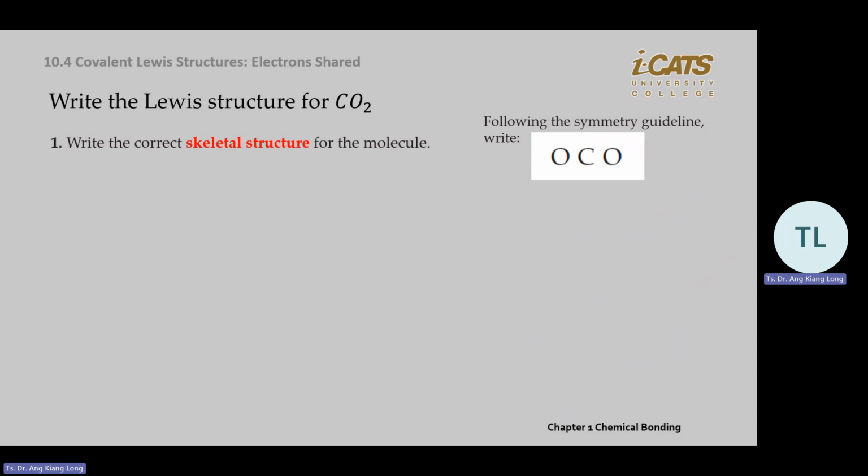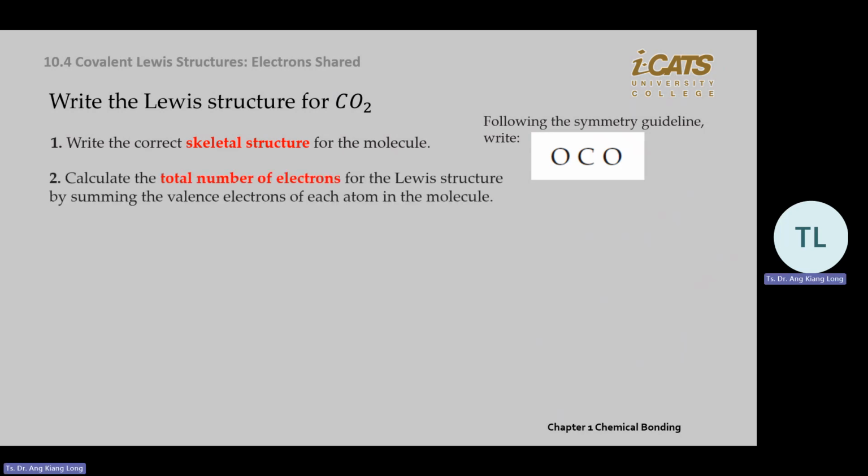So you get 1 mark for this one, 1 mark for the skeletal structure in your answer. Okay, second one, calculate the total number of electrons. So based on the periodic table, you know oxygen has 6, and carbon is group number 4. Oxygen, hydrogen, carbon are very popular elements in this module. You will see them in chapter 1 until chapter 8. So when you see the question mention carbon, oxygen, you must already know what group it is.